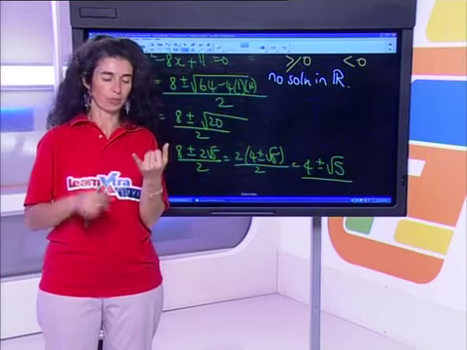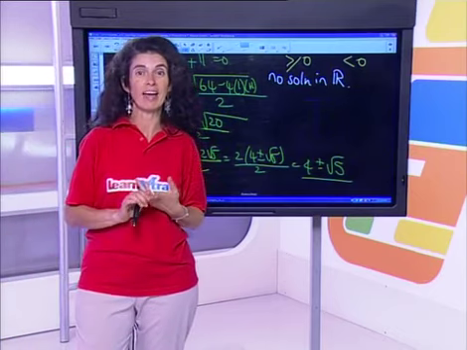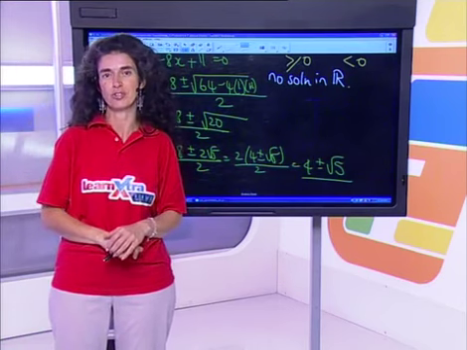So we've looked at how a quadratic may have 2 solutions, a quadratic may have 1, and a quadratic may have no solutions. So maximum 2, sometimes 1, and sometimes no solutions in the real numbers.